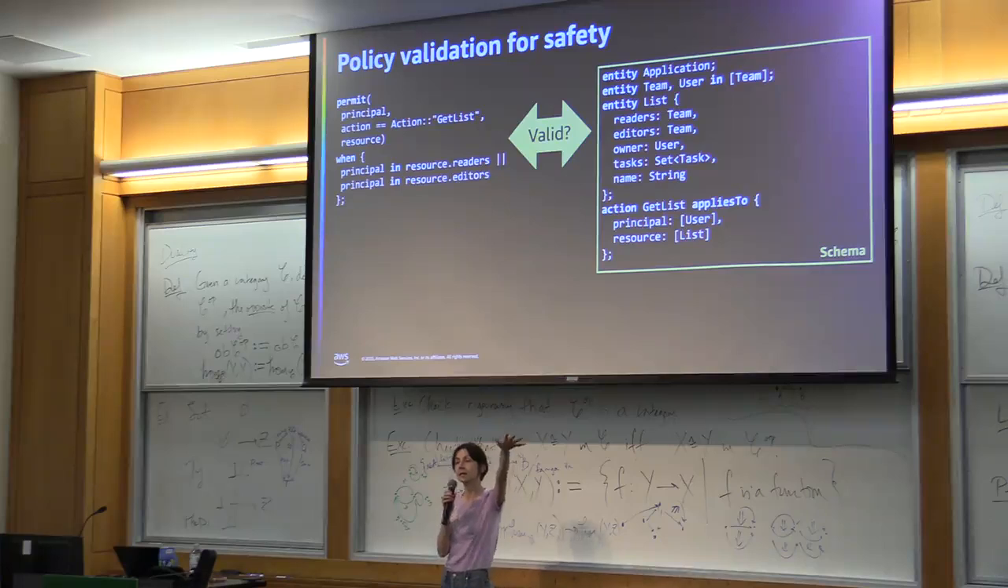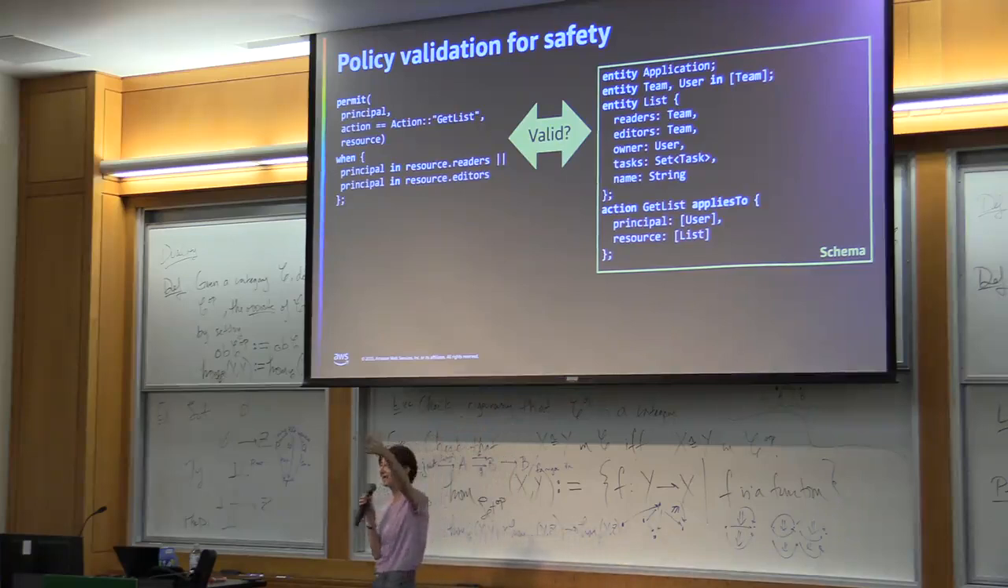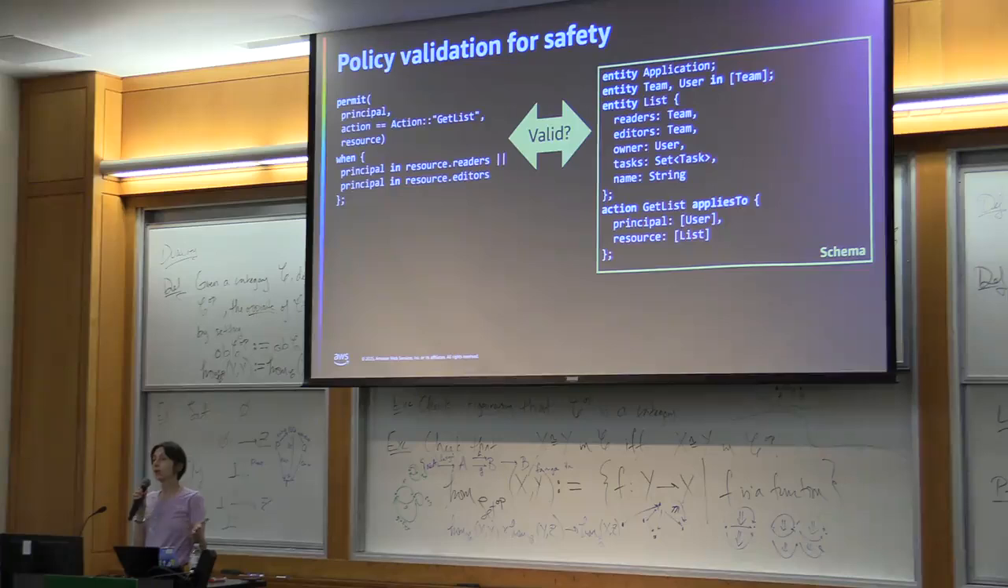In this case, I'm giving you a very simple example because things have to fit on the slides. In the simple example, the action get list applies to only one principal type, user, and to only one resource type, list. In general, this can be a set of users and a set of lists. So the polymorphic signature of the action is the cross product of those types. Okay? So when we're doing type checking, we're going to have to check against that cross product. So let me tell you a little bit about how the type checker actually works.